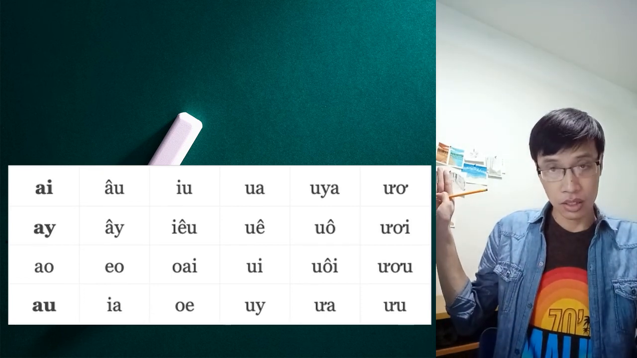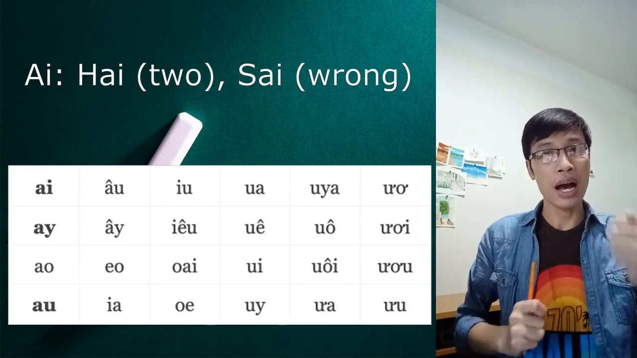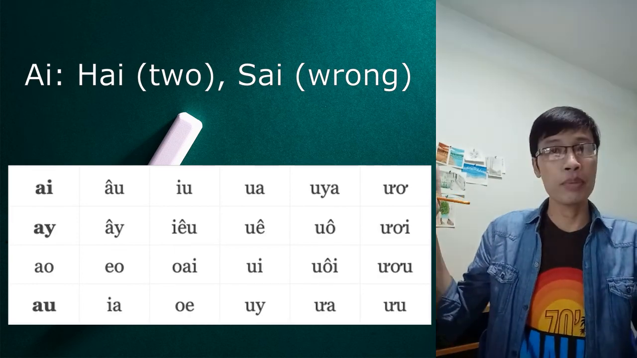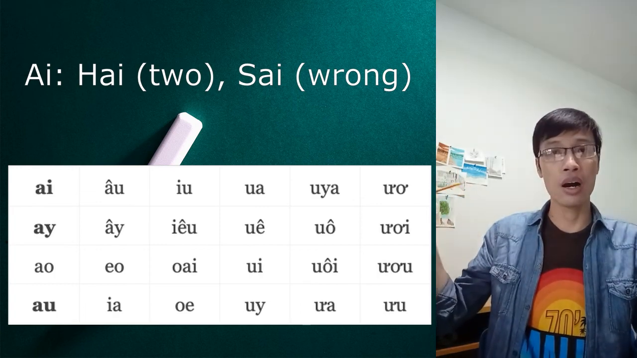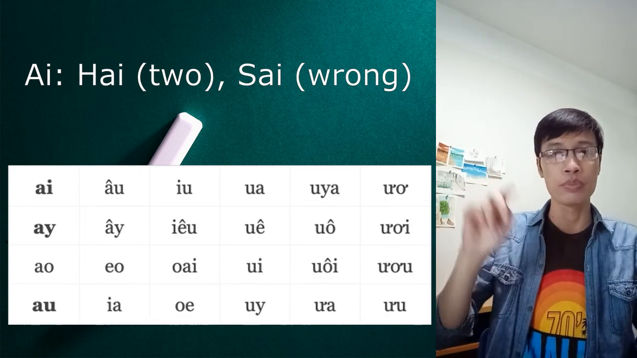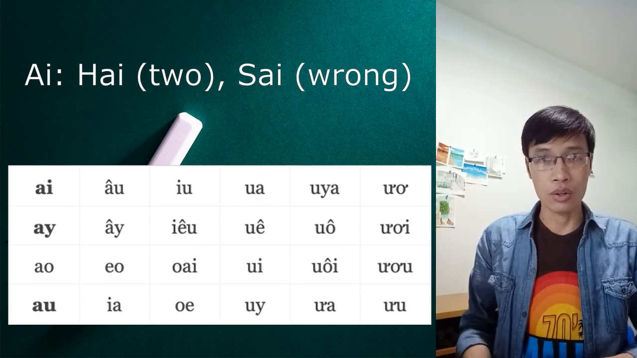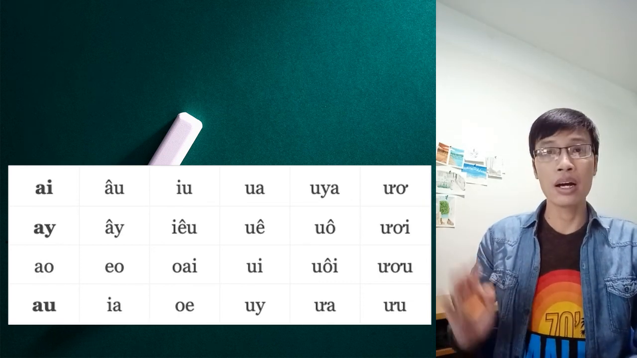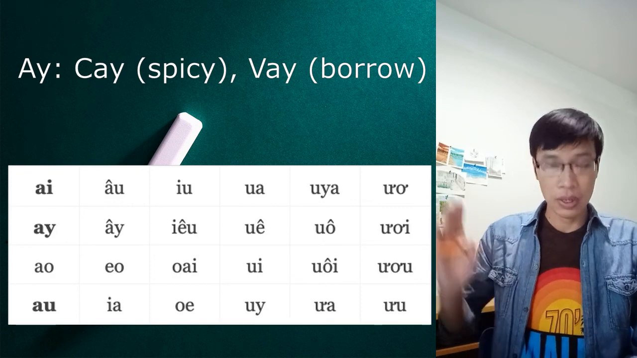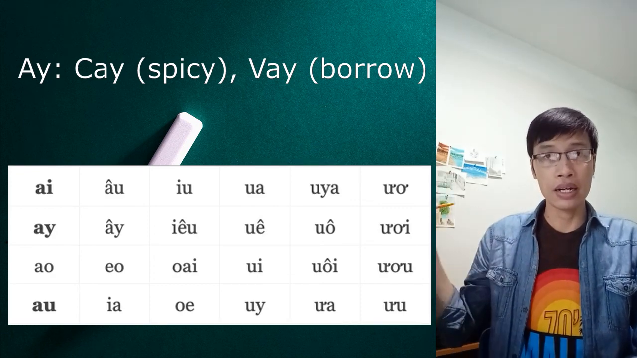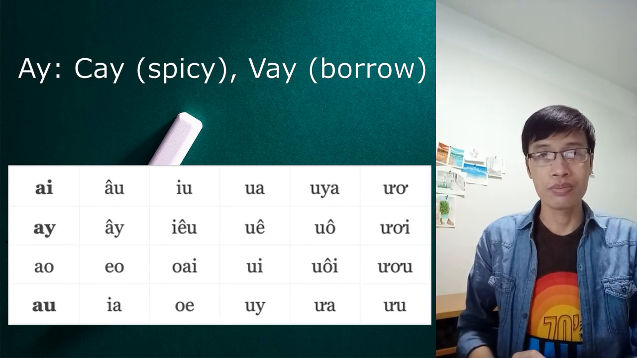Let's take the table and the first diphthong, which is ai. It appears in some words like this. Hai, you can see the consonant H. Hai means number two, okay? Or sai, it means wrong, okay? Now, the second one, we have ay, okay? For example, cay, it means spicy, or vay, it means to borrow, okay?